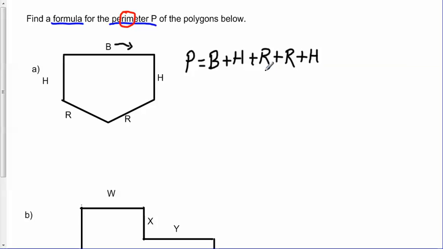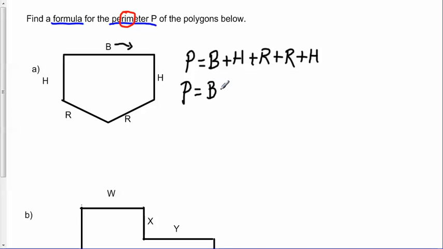So now we want to be sure that we simplify our formulas. We don't want to just leave it with all of these variables if we can tidy it up a little bit. And we see that we can do that. So the perimeter for this first one is going to equal, well, let's see, we've got this one B here, but there aren't any other B's. So that B is just going to come on down.